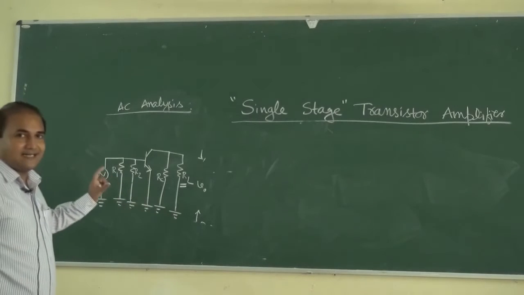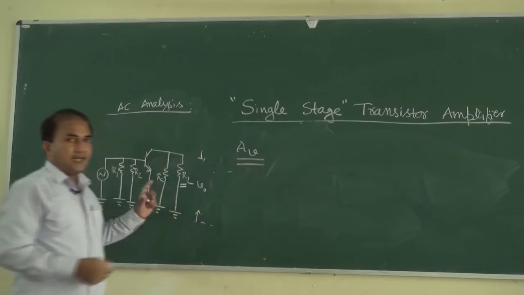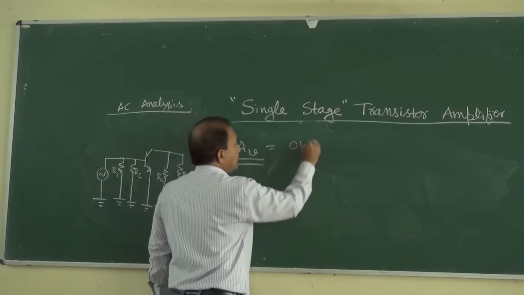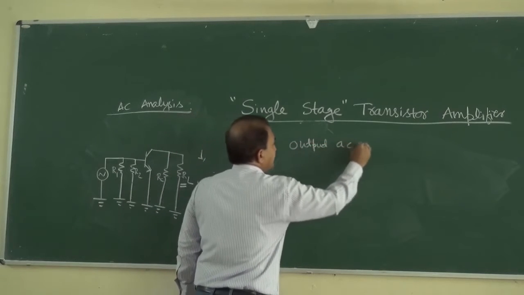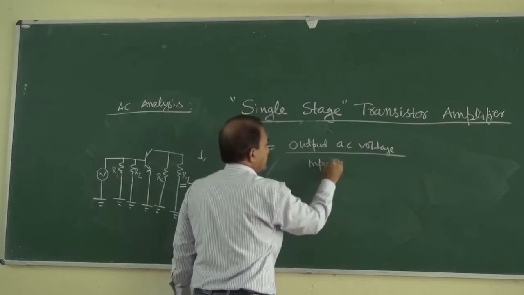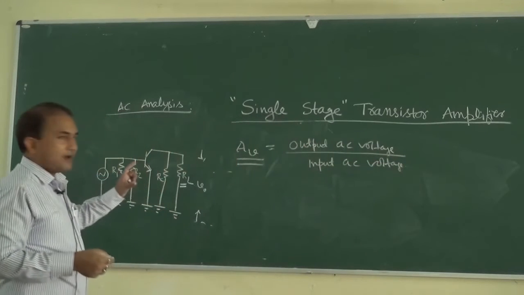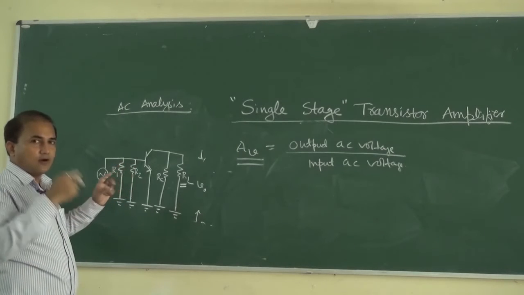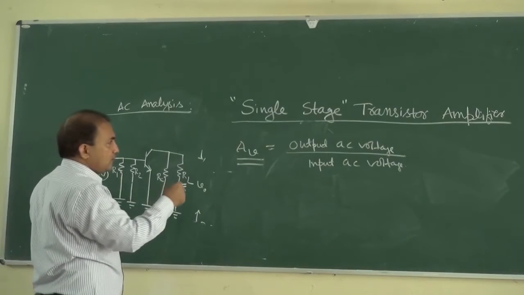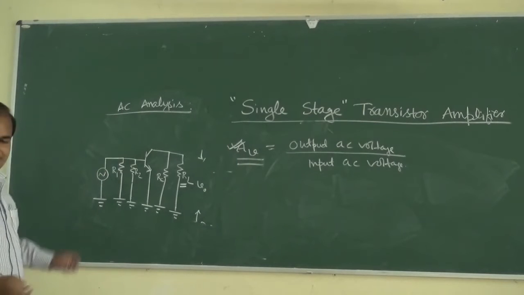So we are performing AC analysis in order to determine the voltage gain. What is voltage gain? Voltage gain is output AC voltage divided by input AC voltage. So all the signals are AC. The output signal is also AC and the input signal is also AC. So voltage gain we can determine like this. This is all about AC analysis.